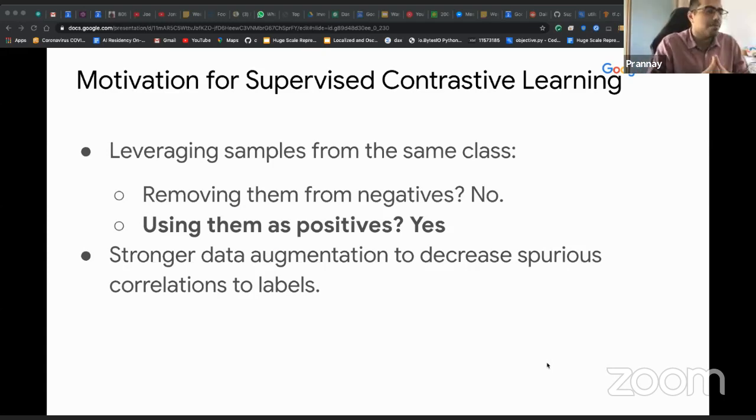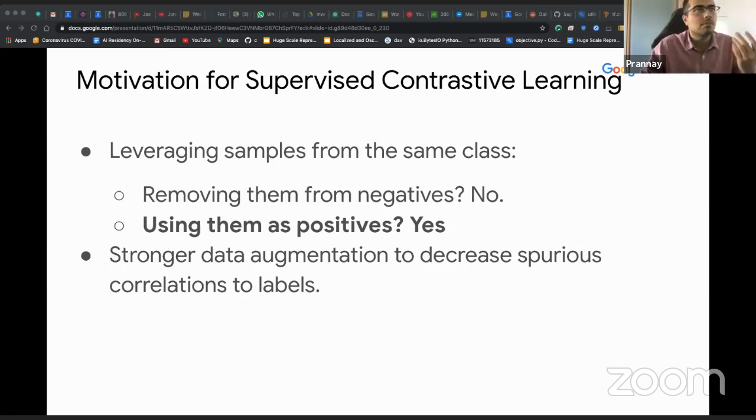And the other contribution that we felt was very important in making this work was using stronger data augmentation to make sure that you don't now learn spurious correlation to labels, because that was one of the good parts about contrastive learning: since you weren't using label information, you weren't picking up spurious correlations between your image data and the labels associated with them. So the idea was to have very strong data augmentation which gets around that.